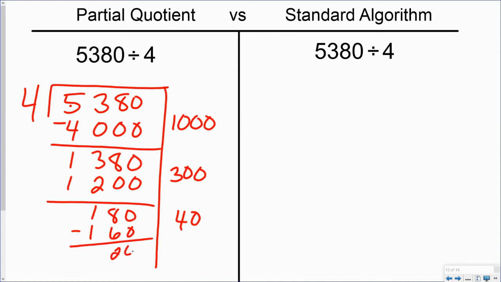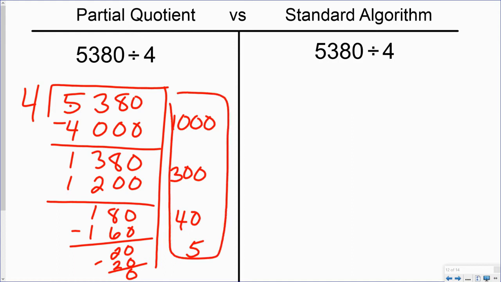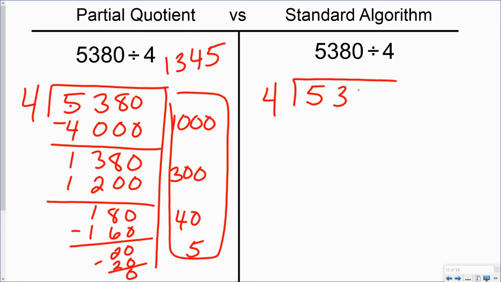That gives me 20. And I know that 5 gives me 20. And that leaves me with 0 left over. So again, I want to add these up. And that gives me a total of 1,345. Now on the other side again, setting it up the same way. 4 out here, 5,380 here, going left to right individually by the numbers.